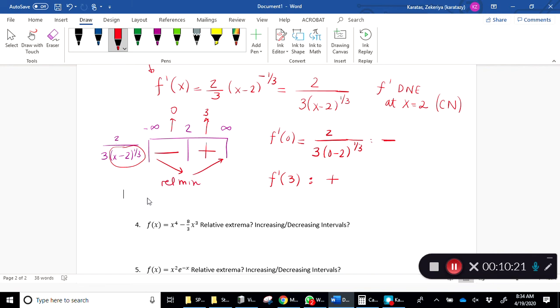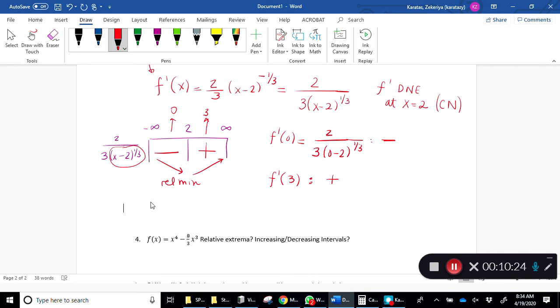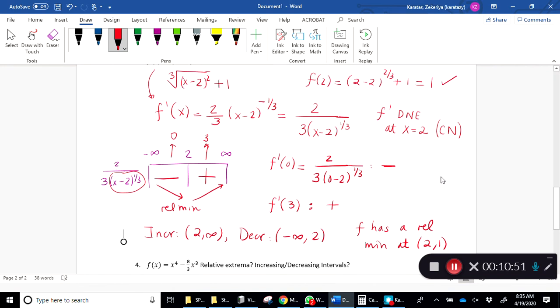So if I write down the increasing intervals, that's 2 comma infinity. Then if I write down the decreasing intervals, it's going to be negative infinity comma 2, and then f has a relative min at the point 2 comma 1. We calculated that before, the value of the function. You can see that we calculated that here. It was 1, so I just used that value here.